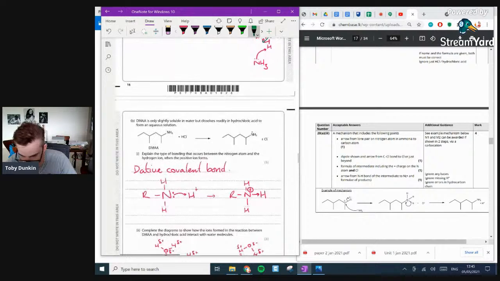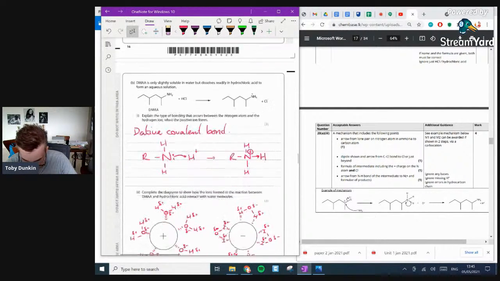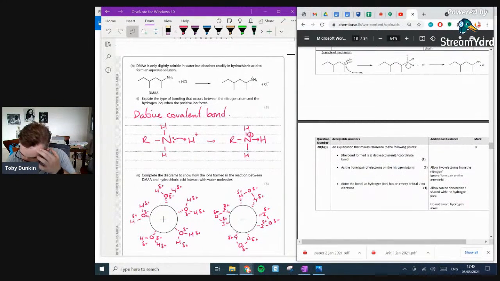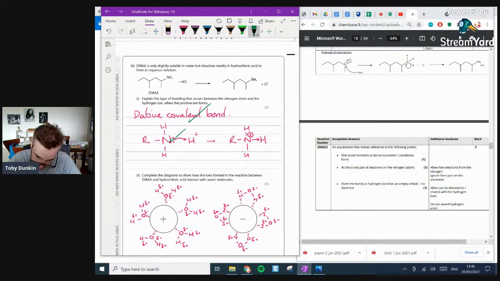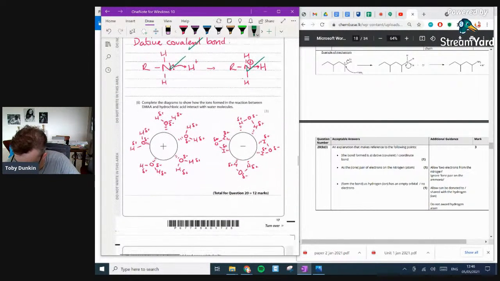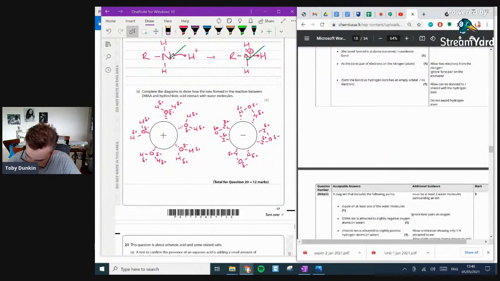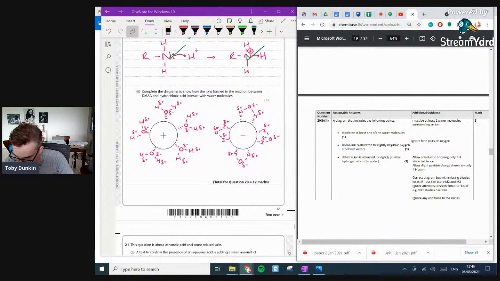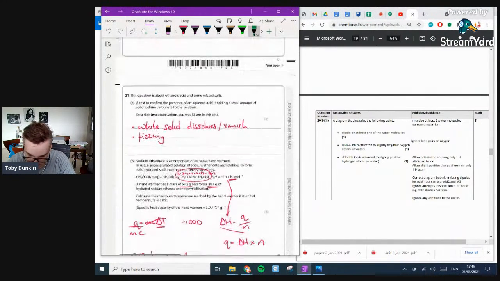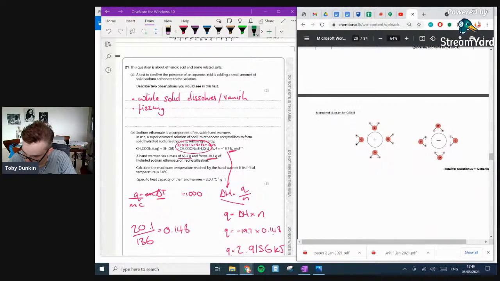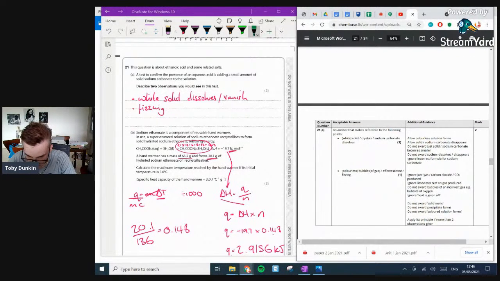Didn't even need the extractor. Dative covalent, lone pair, allow. Yeah, it's all fine. Or attached to the slightly positive atoms of hydrogen. There you go. Example of images. White solid dissolves.